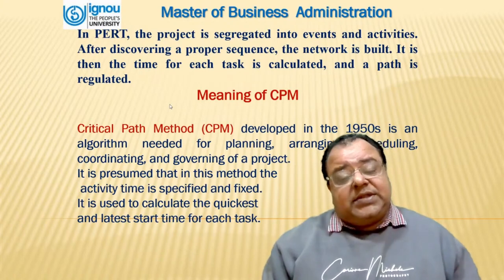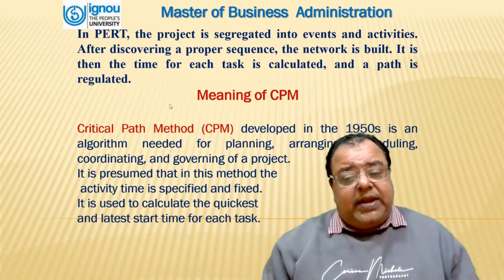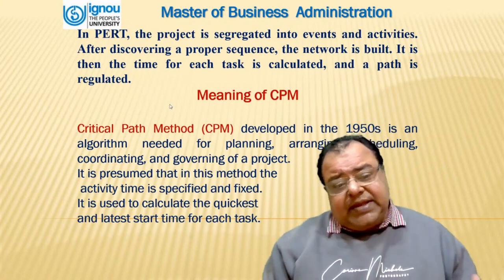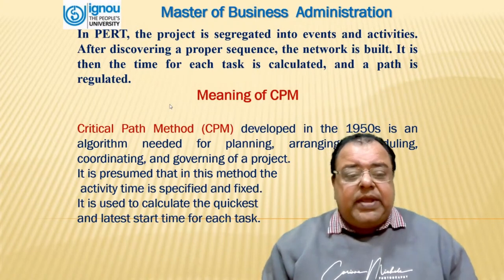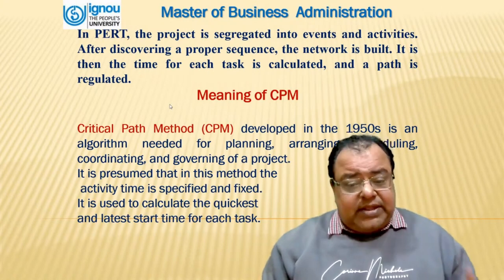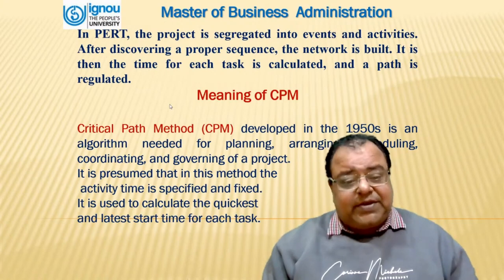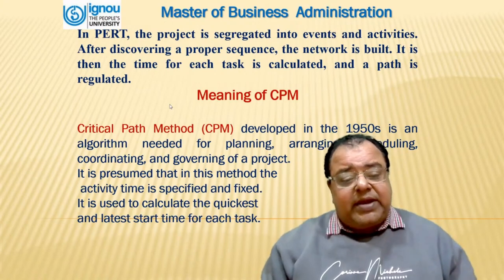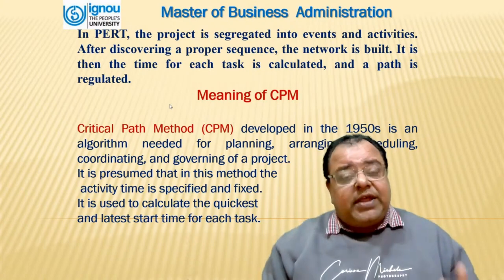What is meant by CPM? CPM was developed in 1950. It is an algorithm needed for planning, arranging, scheduling, coordinating, and governing of a project. It is presumed that in this method, the activity time is specified and fixed. It is used to calculate the earliest and the latest start time for each task.